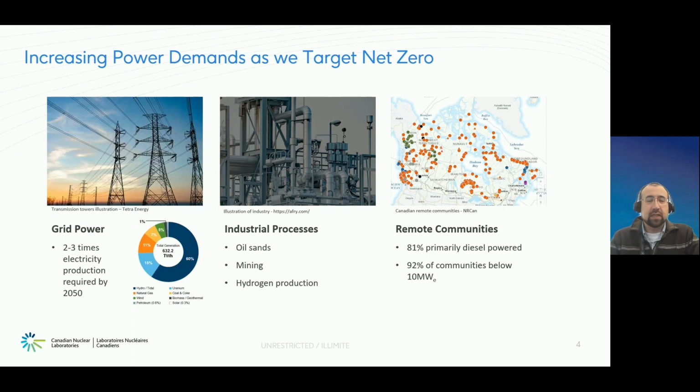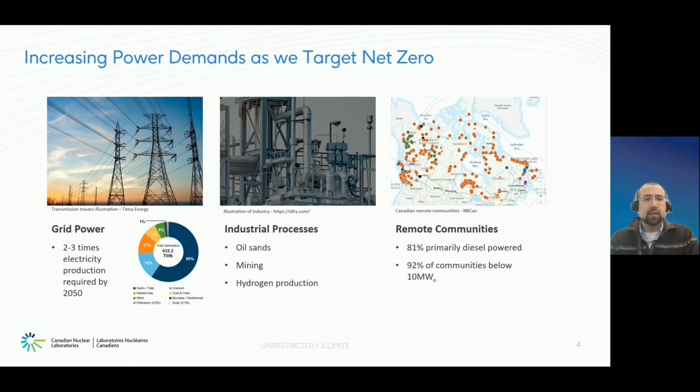It's fair to say that there's a significant increase in the years ahead of us for power demands as we target net zero. Most credible forecasts indicate we'll need 2 to 3 times as much electricity production by 2050 as we have today. And that will have to come from renewables and other clean sources of electricity generation, of which nuclear could be a very important part.